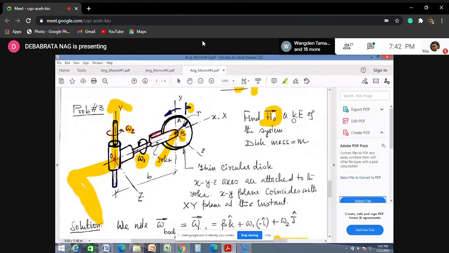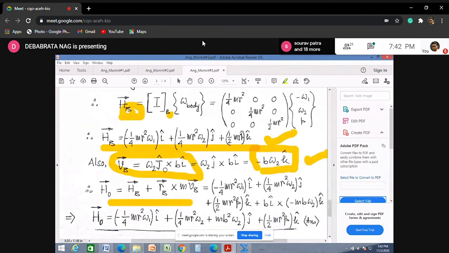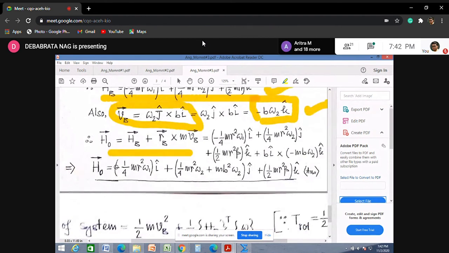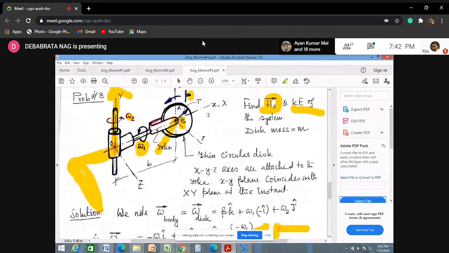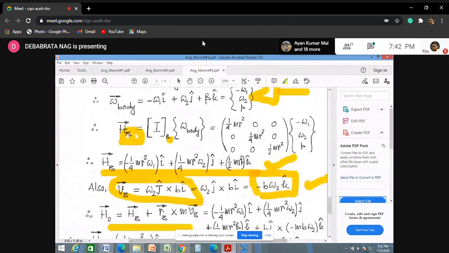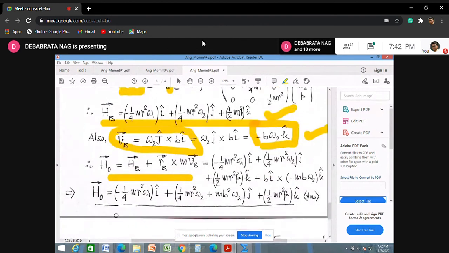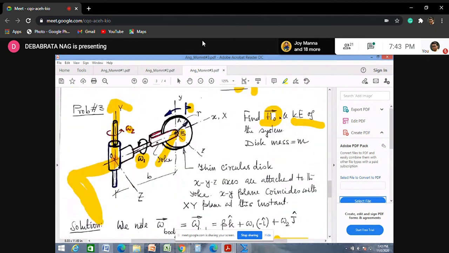Now we have to find the kinetic energy of the system. If this were the case of rotation about this point, then what would the situation have been? I have already found the angular momentum, right? So what I could have done is take the angular velocity vector and take its dot product with this angular momentum. Half of it would have given me the kinetic energy of the system. But in this case, we cannot apply this theorem. Why can we not apply it? Again, because it is not a case of rotation about this point.